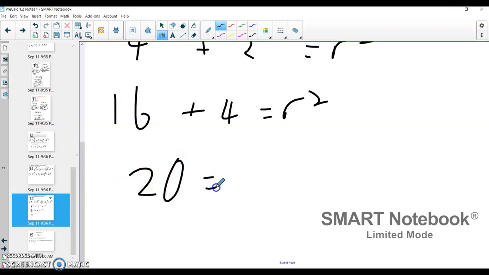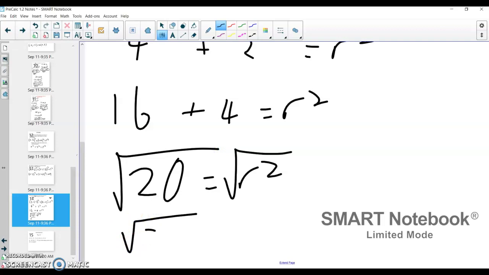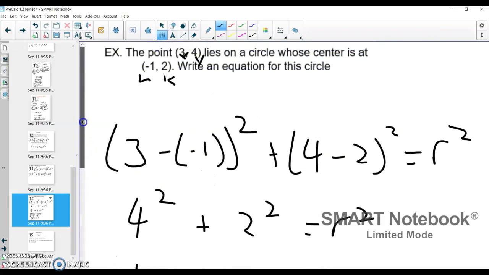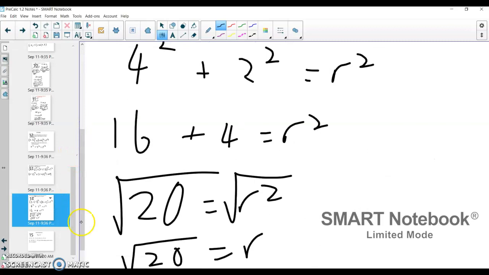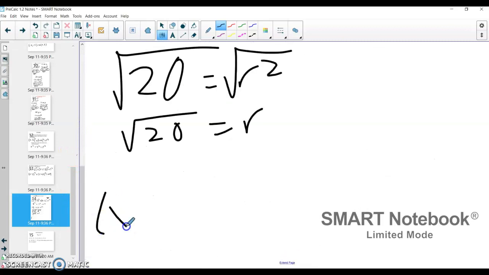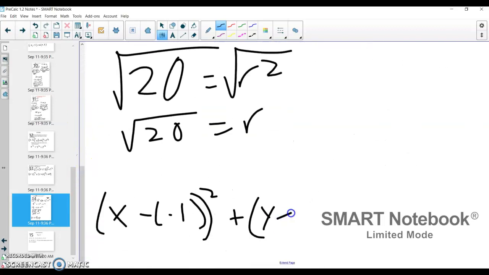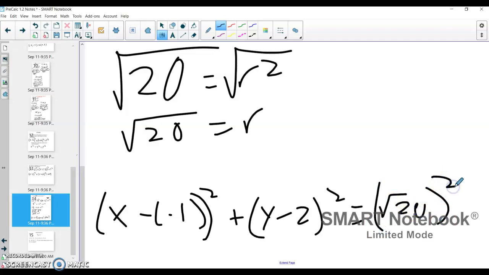And then you get 20 equals r squared, which, square rooting both sides to get rid of that, you end up with square root of 20 equals r. And then now we have a radius and we have a center, so we can write our equation. And so we have x minus a negative 1 squared plus y minus 2 squared equals your radius squared, so the square root of 20 squared.